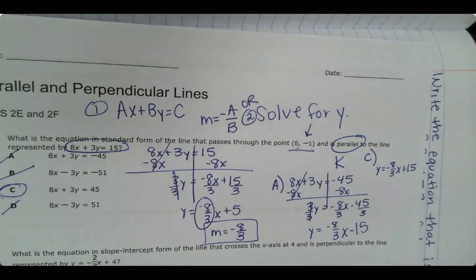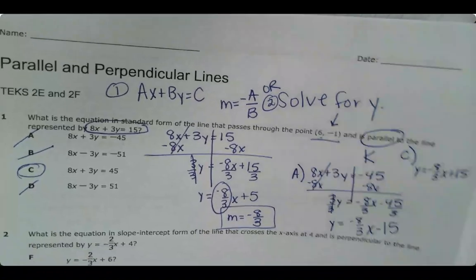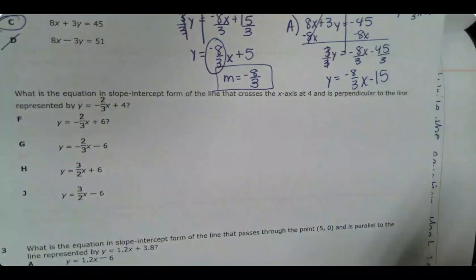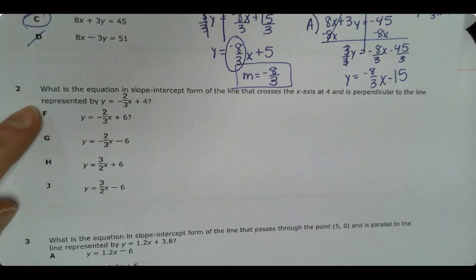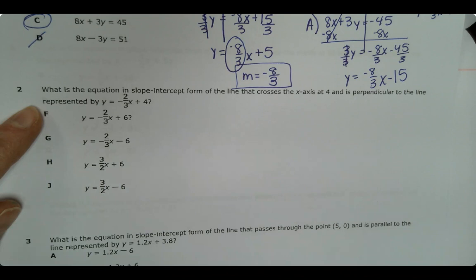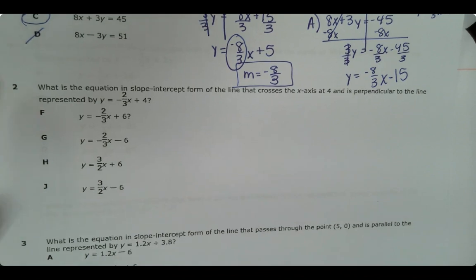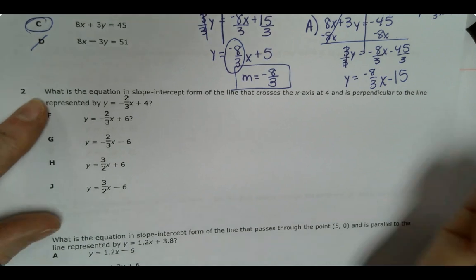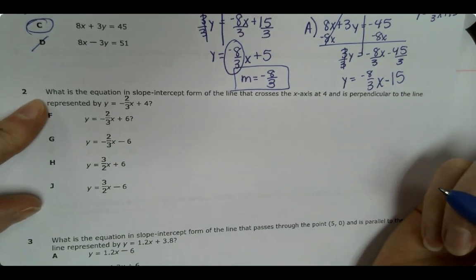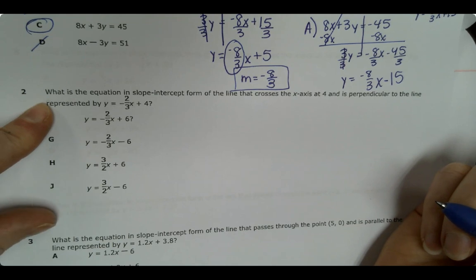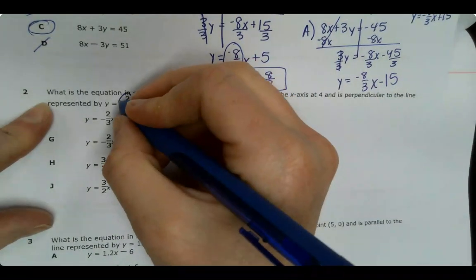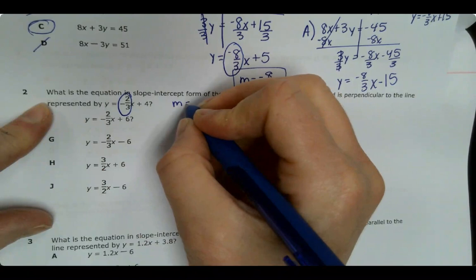Okay. So this was the only one that we had to deal with the standard form. Let's go to number 2. Go ahead and read that to yourself. Okay, so first step is to identify the slope of the given line. Well, it's already mx plus b. So the slope is negative 2/3.